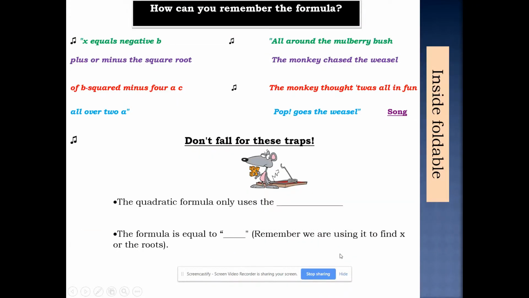All right, so back to our PowerPoint. Make sure that you do not fall for any of these traps. The quadratic formula only uses the coefficients. Do not include any variables. Also, the formula is equal to x. So we're using it to find the x values, or what we call the roots, or the zeros, or the solutions, or the x-intercepts. All of those different things, that's what we're finding. It is the x.